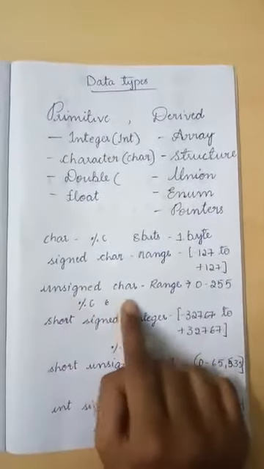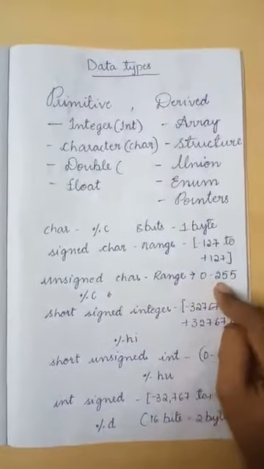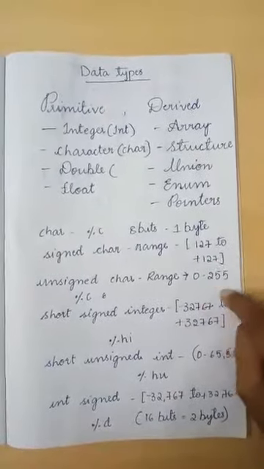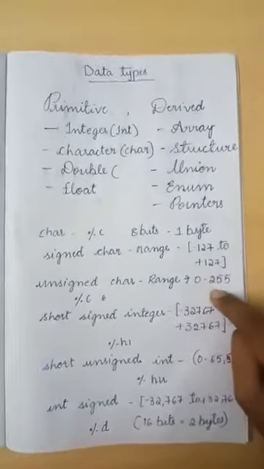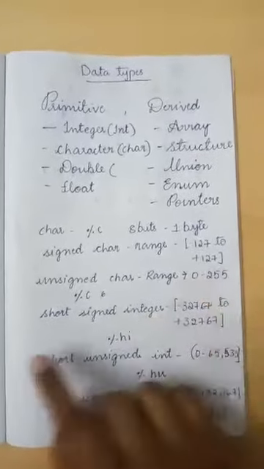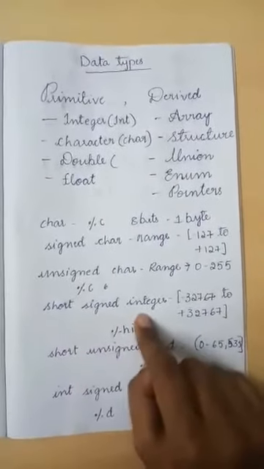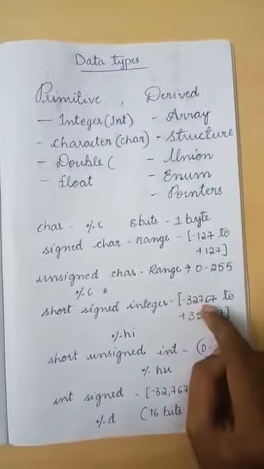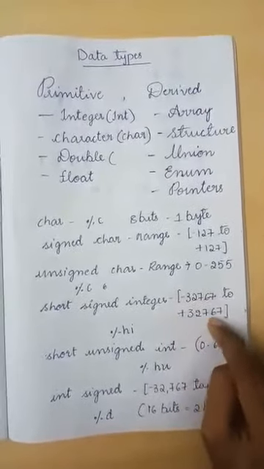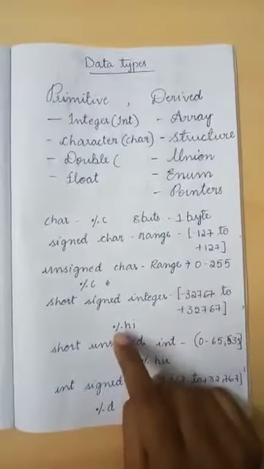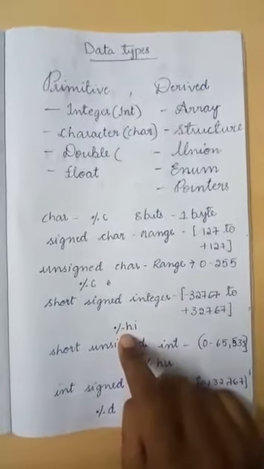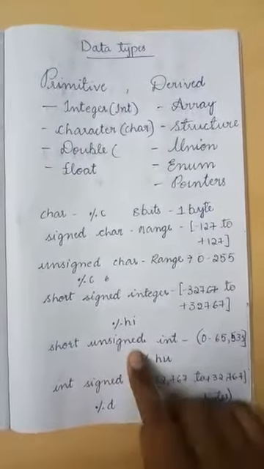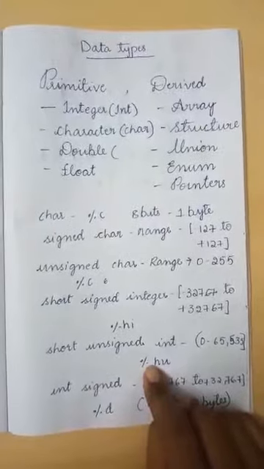And the next one is unsigned character. The range is 0 to 255. A simple technique if you want to remember: add 2 and we'll get this value. This is the range of the unsigned character. And the second one is short signed integer. The range of this is -32,767 to +32,767, and the specifier for this is %hi. Same for the unsigned short integer, and the specifier for this is %hu.